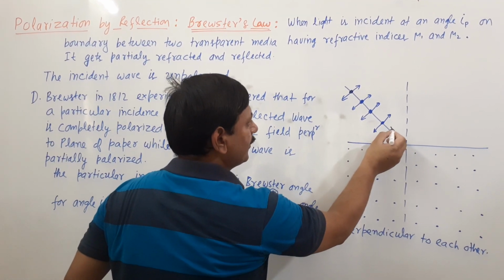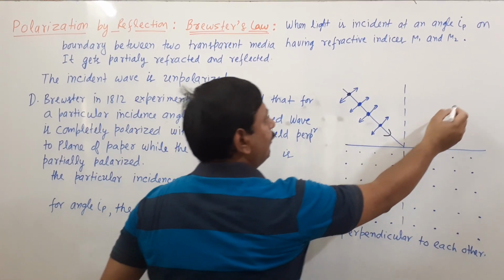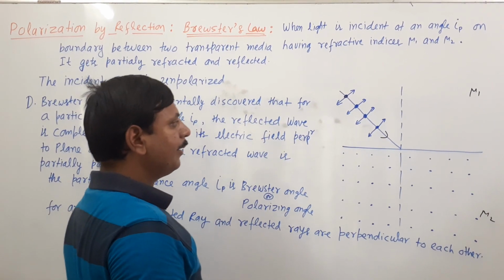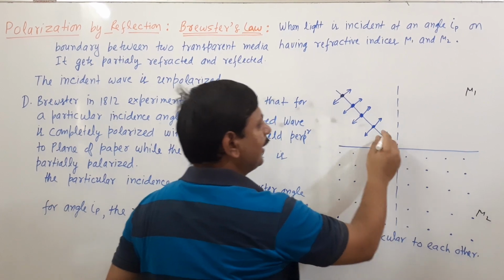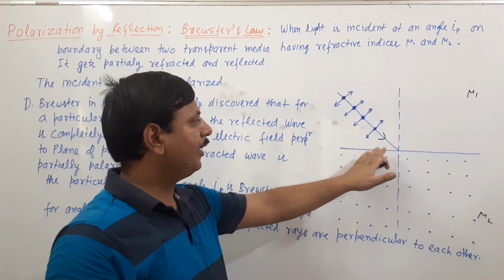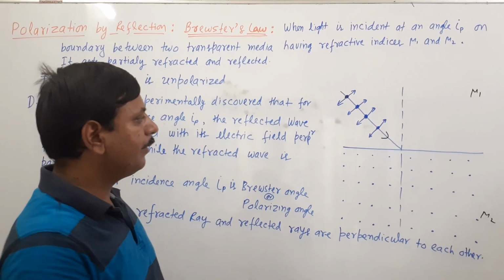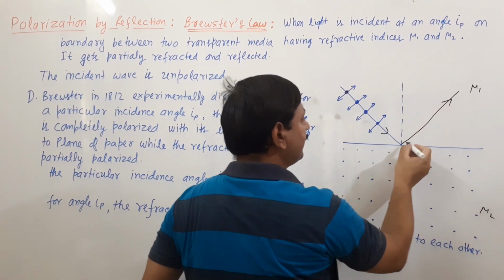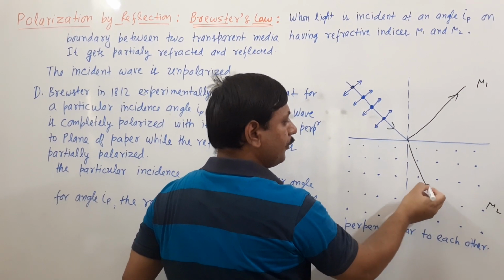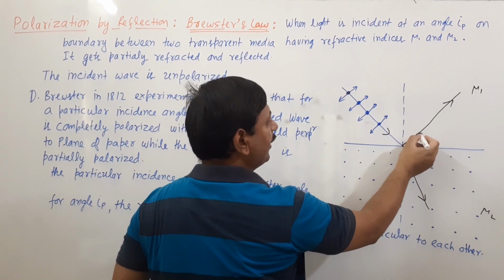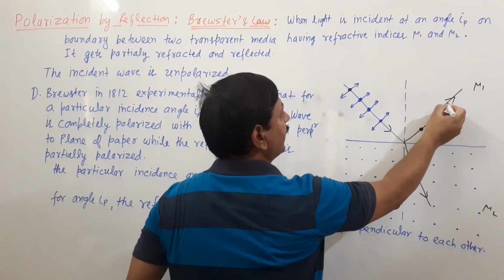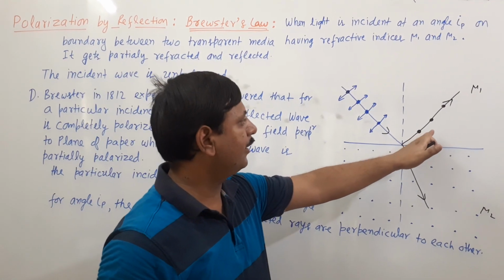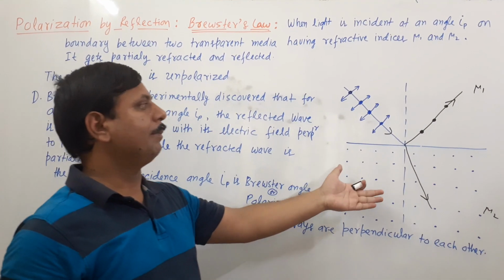When this ray falls upon the transparent medium, with mu1 the refractive index of the first medium and mu2 of the second, this unpolarized ray is partially reflected and partially refracted. This is the reflected ray and this is the refracted ray. They saw that the reflected ray is plane polarized, and the electric vector is perpendicular to the plane of paper.